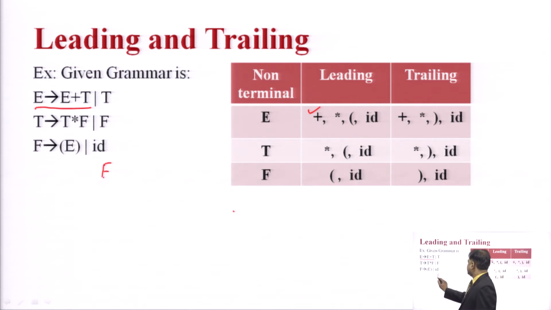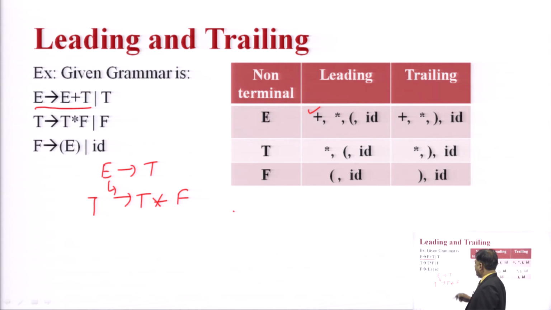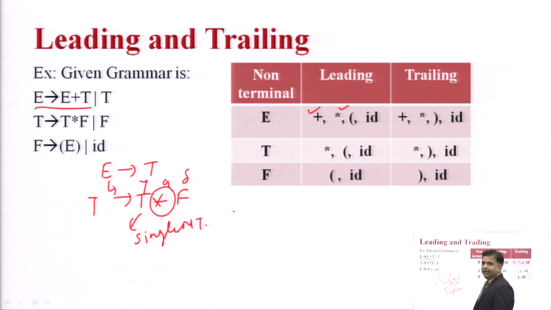E drives T, and T drives T star F. That means E drives T star F. Again I compare this with gamma A delta, and now the gamma is again a single non terminal. Then this is the A. Then again this star is in the leading of E. So, this star is in leading of E.